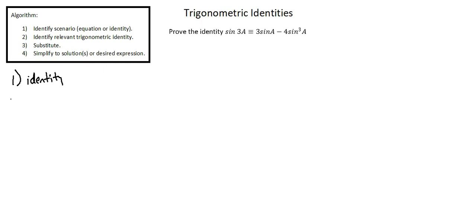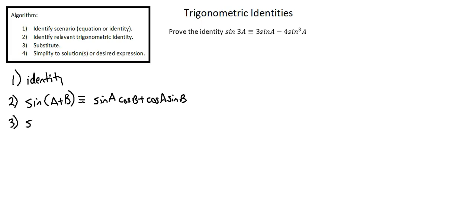In this case, sine of 3a leads me to the idea that I can work with the compound angle identity for sine and addition. Sine of a plus b is an identity with sine a cosine b plus cosine a sine b. Now in step 3 we substitute.